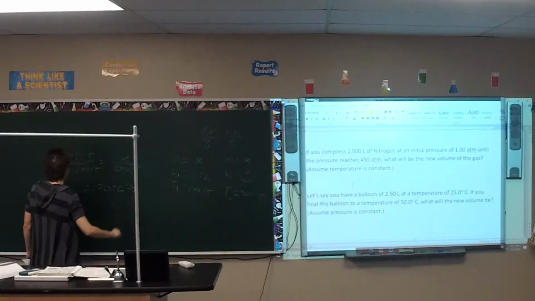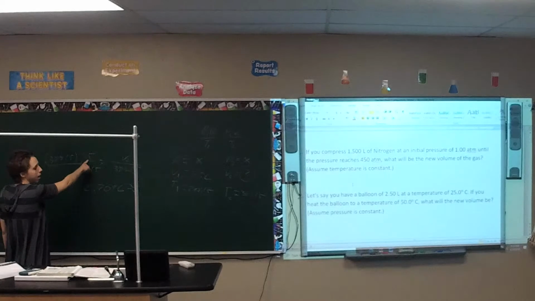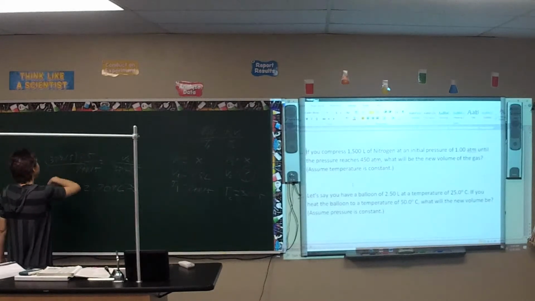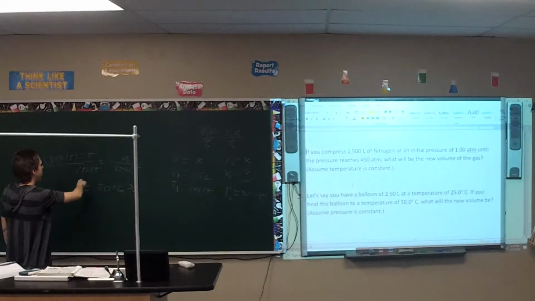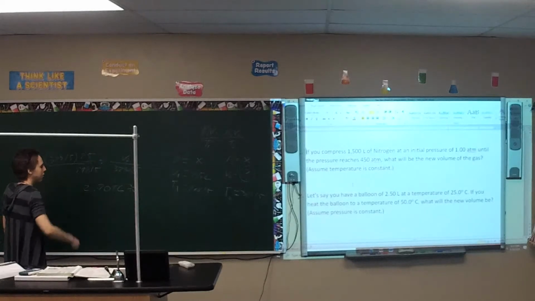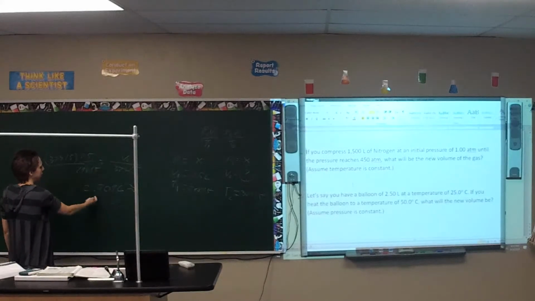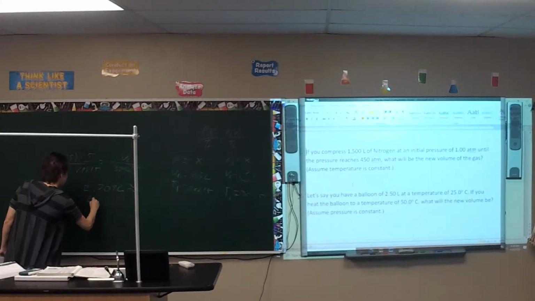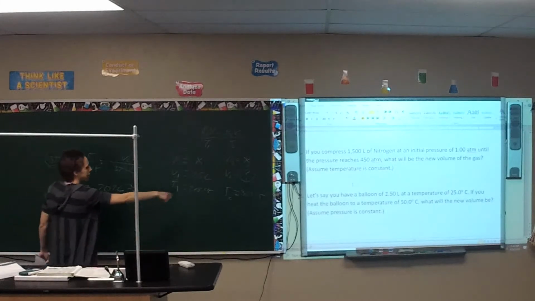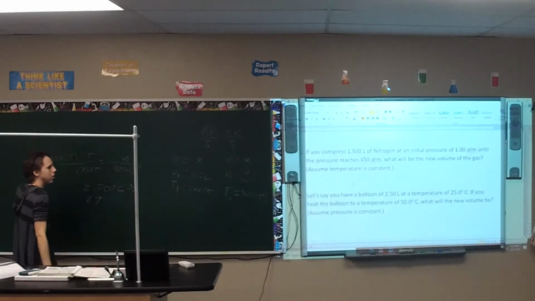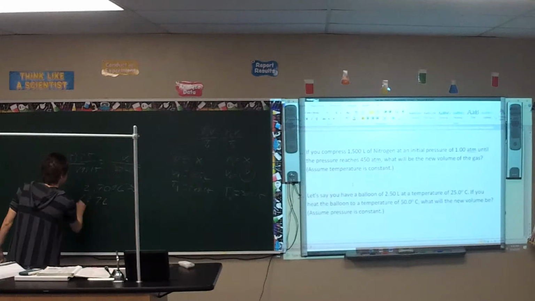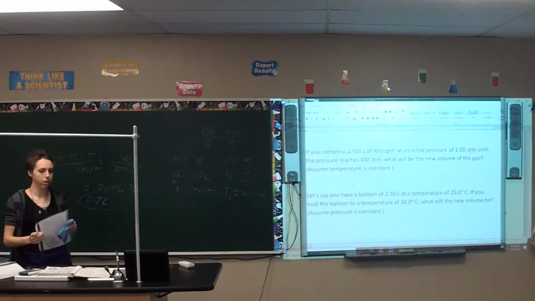So looking at sig figs, so 2.5, that's 2 sig figs. 323.15, 5 sig figs. 298.15, 5 sig figs. But since this one has 2, this answer must also have 2. So 2.7, and since this is liters, your answer must also be liters as well. So that's the answer for number 2.